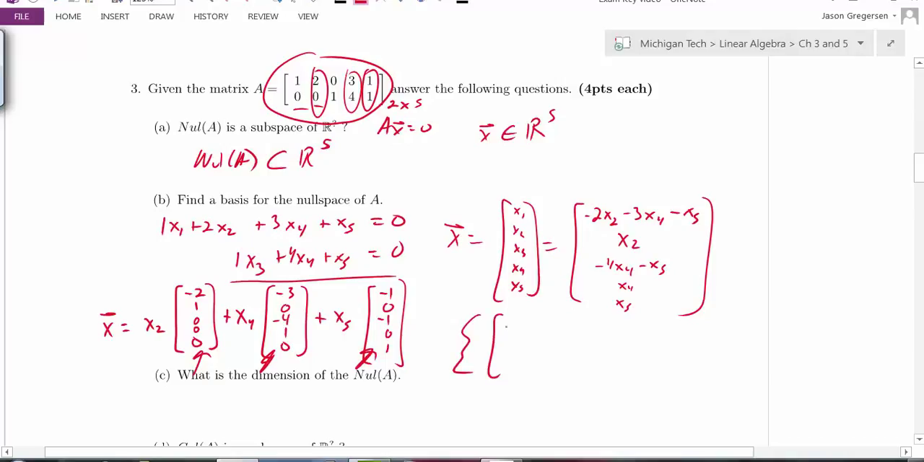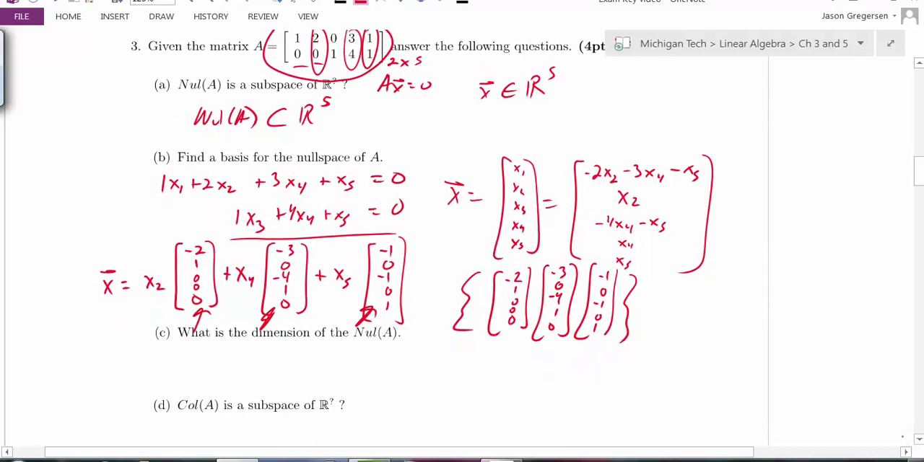So the basis would look like (-2, 1, 0, 0, 0), (-3, 0, -4, 1, 0), and (-1, 0, -1, 0, 1). So this would be the basis for my null space. And then part C says, what is the dimension of the null space? Once again, the dimension is the number of vectors in my basis. So here's my basis. It has 3 vectors. The dimension of the null space is 3.